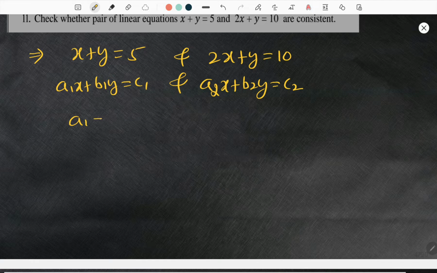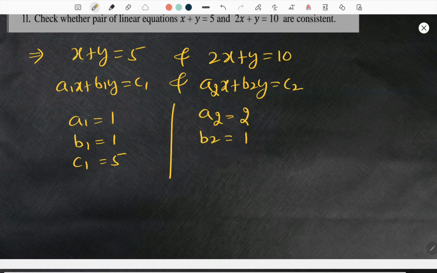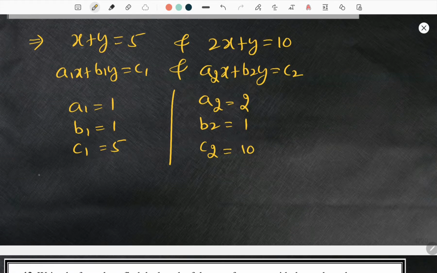So what is the value of a1? 1. What is the value of b1? 1. What is the value of c1? 5. Similarly, what is the value of a2? 2. What is the value of b2? b2 is 1. Look at this. Then what is the value of c2? c2 is 10.